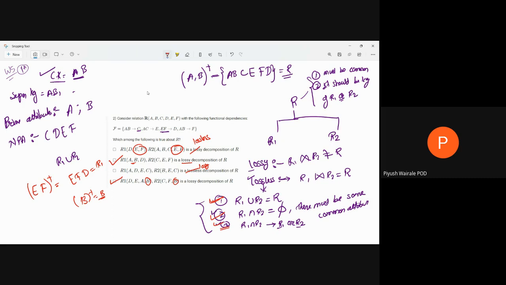Okay. So any doubt about how to find candidate keys, how to find prime and non-prime attributes, how we decompose the table, and how to check whether it is lossy or lossless? Okay, great. So now we'll start with the week 6 part.